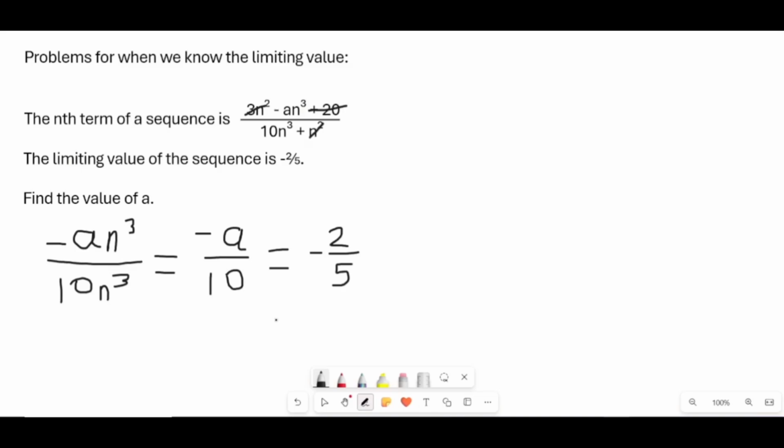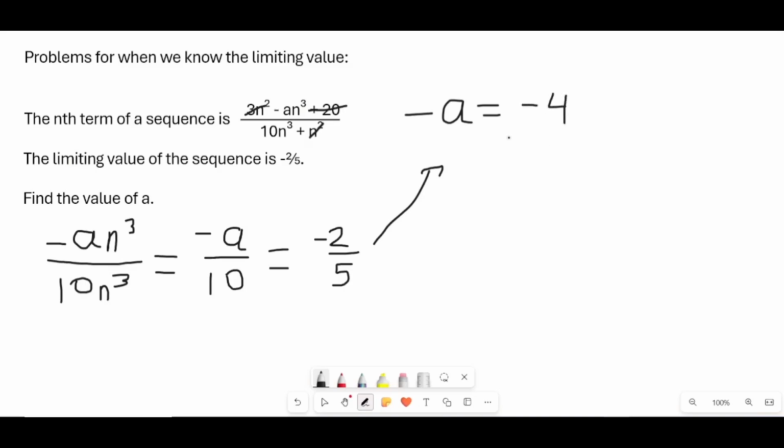So now that we've got to this point, what I will point out is that minus 2/5 can also be written as minus 2 over 5. So we have it like this. And then at this point, we want to get minus a on its own. So we're going to multiply both sides by 10. And obviously, minus 2 over 5 times 10 is going to give you minus 4.